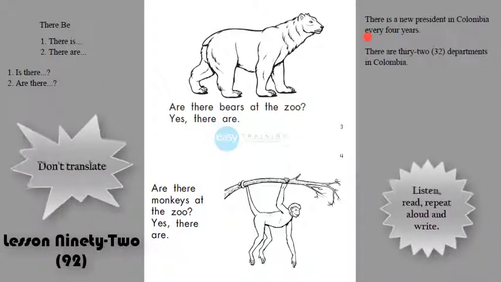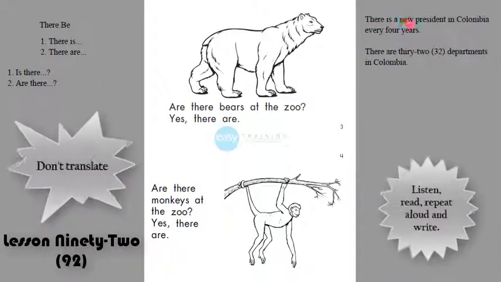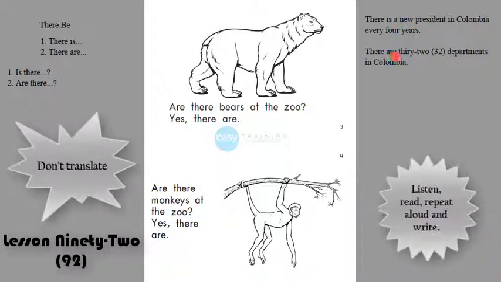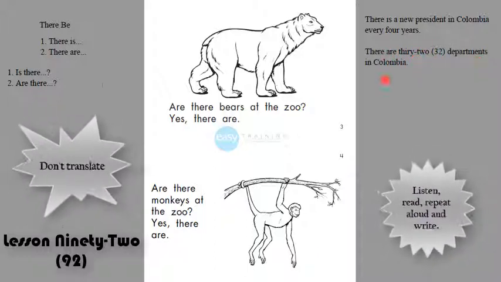Here are two examples. There is a new president in Colombia every 4 years. There is one new president, only one. There are 32, not one, 32 departments in Colombia.